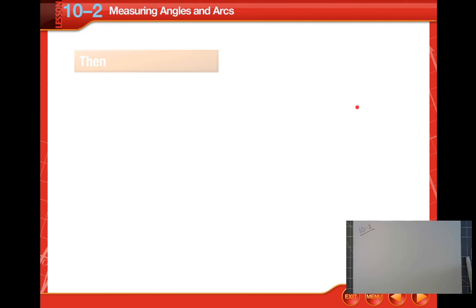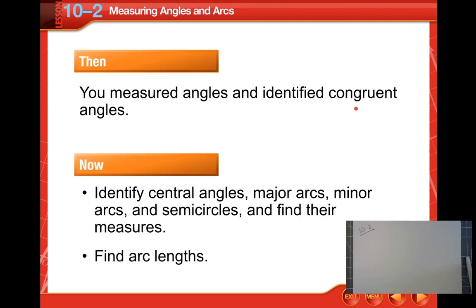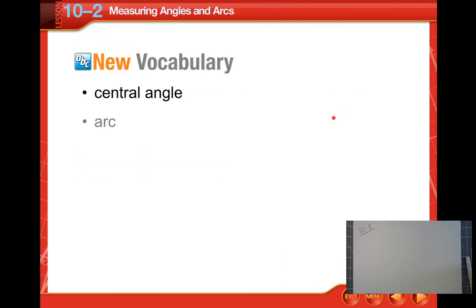Content standards. And these are always included in every slide. And they have some vocabulary if you like vocab and you think that will help, go with that.